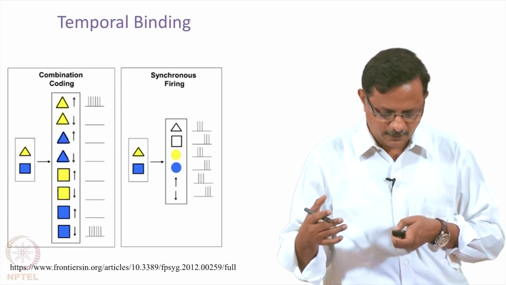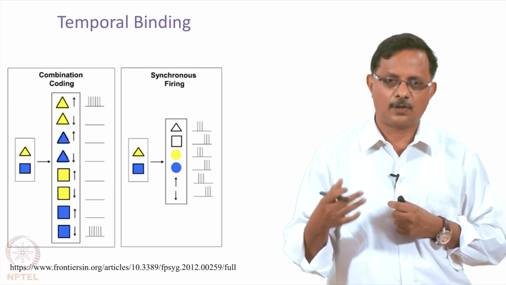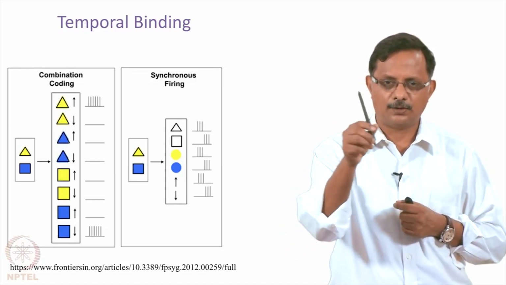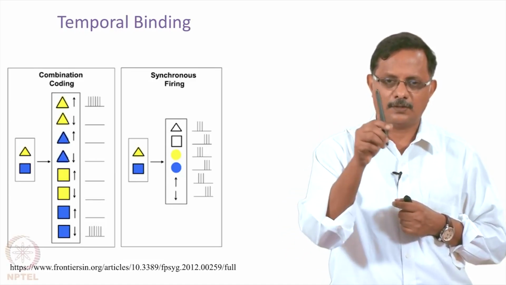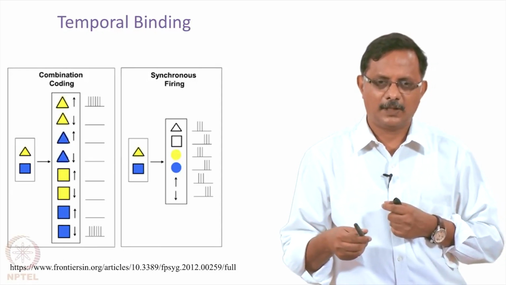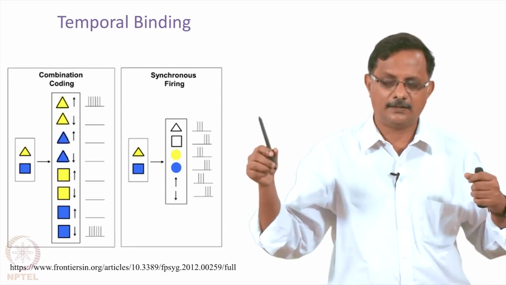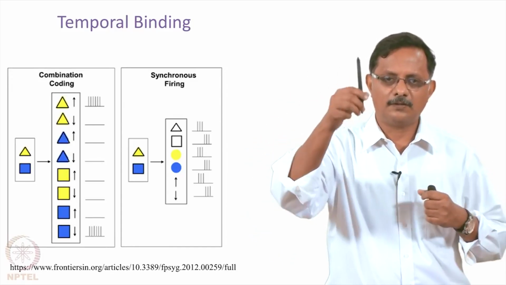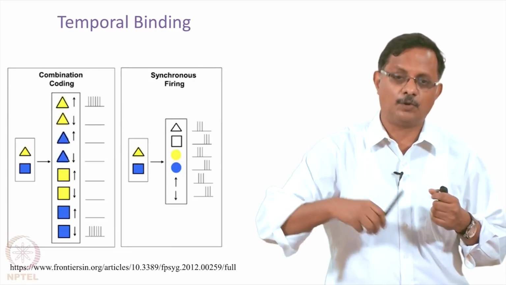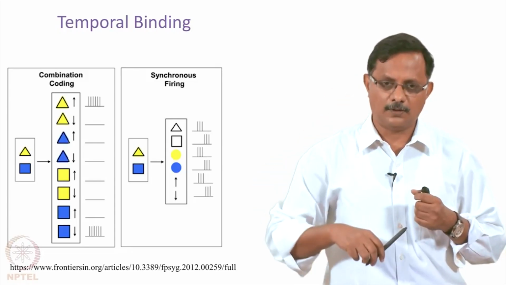Some of the earliest work on this was done by Gray and Singer on the cat's visual cortex, where they found that when a moving bar is shown to the cat, neurons which respond to the bar all fire in great synchrony. But when two bars are shown and the two bars move in opposite directions, neurons which respond to one of the bars fire in synchrony, neurons which respond to the other bar also fire in synchrony among themselves, but there is no synchrony between these two pools of neurons.